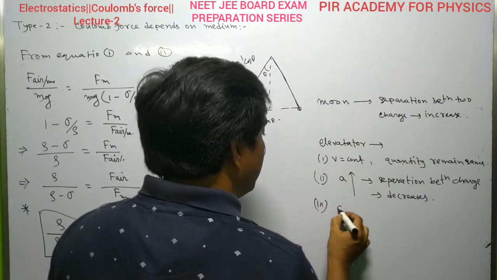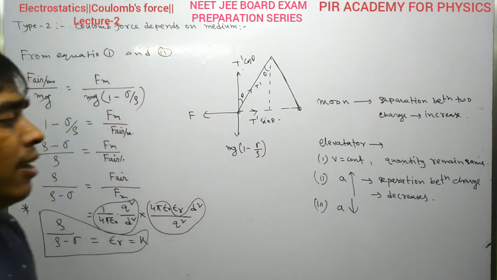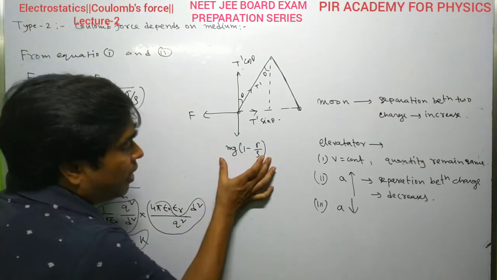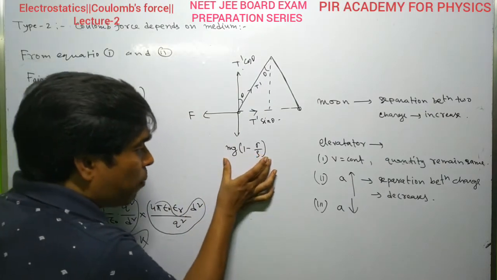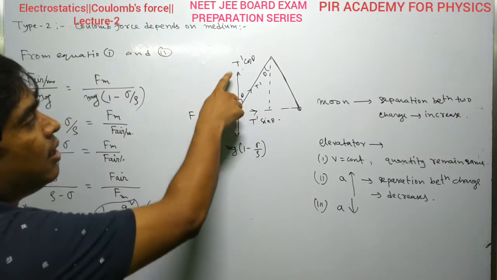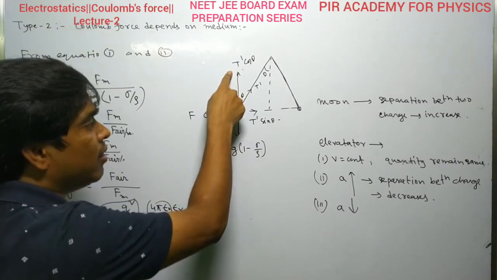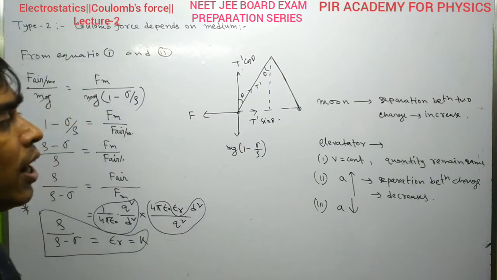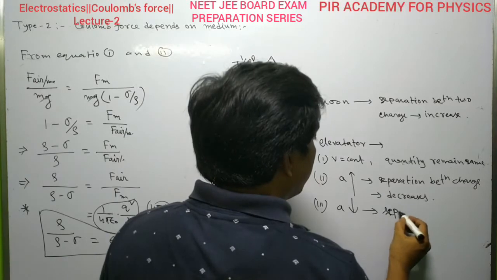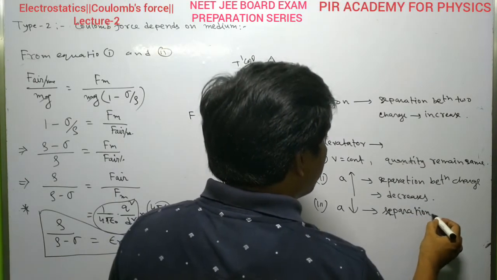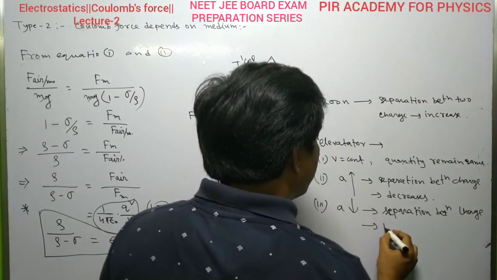Number three, if the elevator is moving down with acceleration a, then the apparent weight of this bob will decrease. If apparent weight decreases, then the tension will decrease. If tension decreases, then the separation between the two charges will increase. So the separation between the charges will increase.